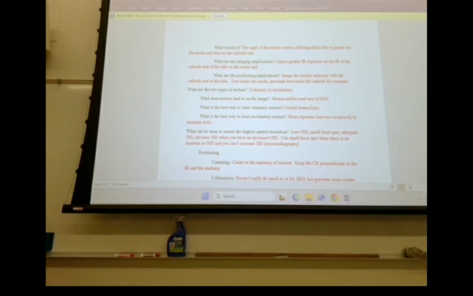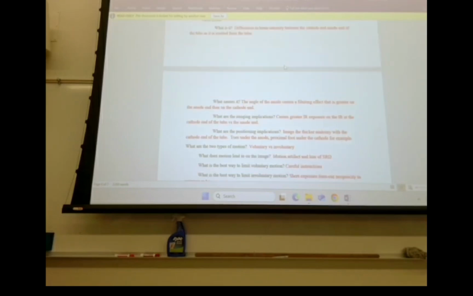How you get to that short exposure time could be reciprocity: increase your mA, decrease your time to maintain the same mAs, or increase mA, decrease your time to maintain the same mAs. Or you could increase your kVp and reduce your time to take advantage of the 15% rule, and reduce motion in that way.